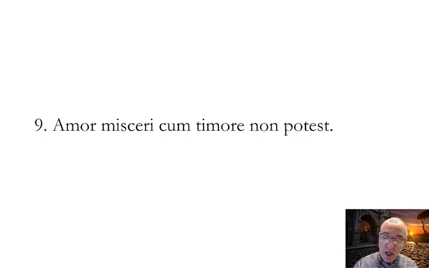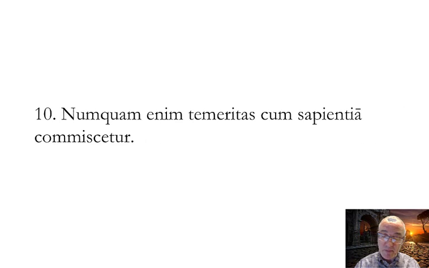Number 9. Amor misceri cum timore non potest. Love is able, or in this case, is not able to be mixed with fear. To be mixed with fear. Number 10. Numquam enim temeritas cum sapientia commiscetur. For never is temerity, timidness, mixed with wisdom. Again, let's focus on the grammar here. For never is temeritas, hesitancy, maybe, mixed with wisdom.